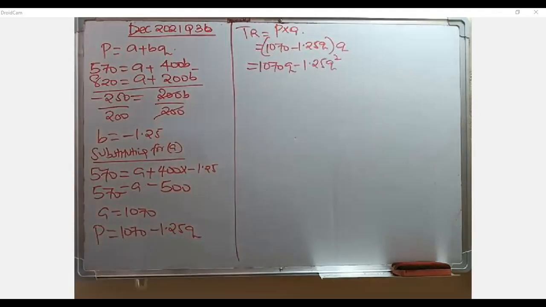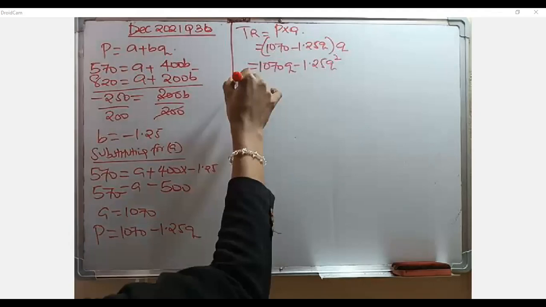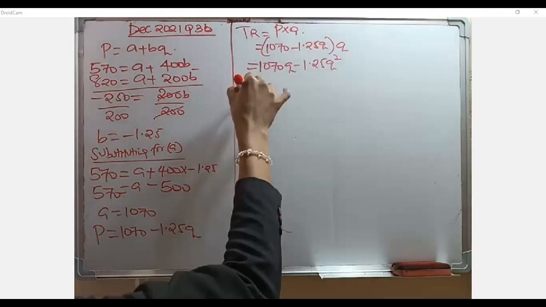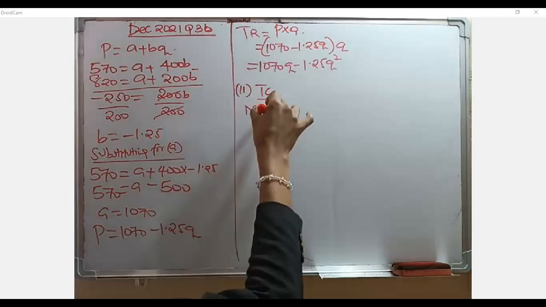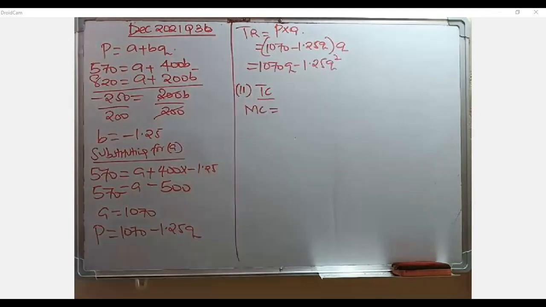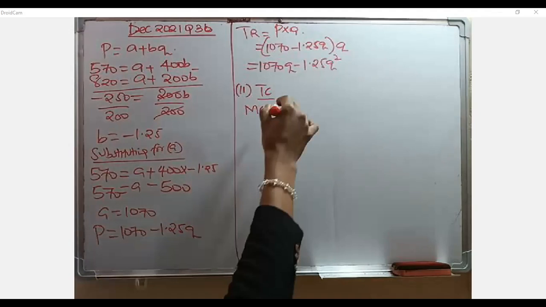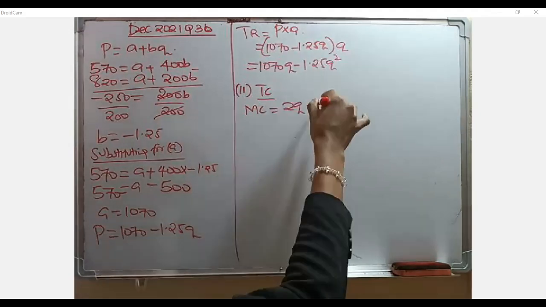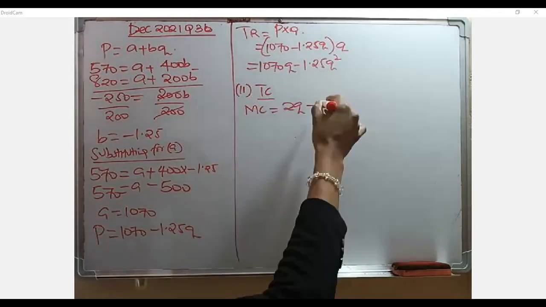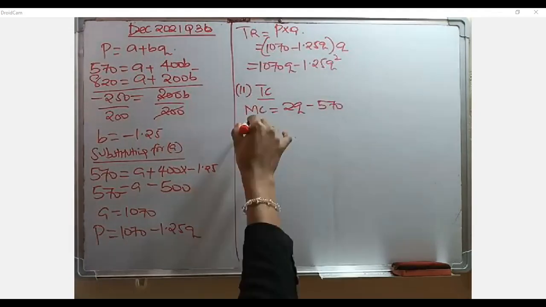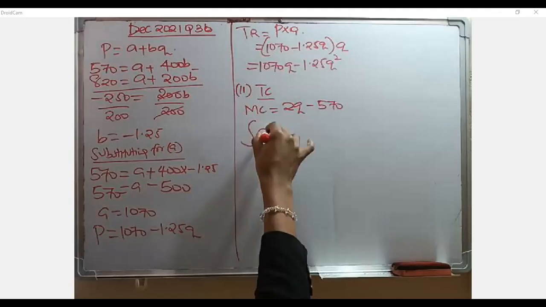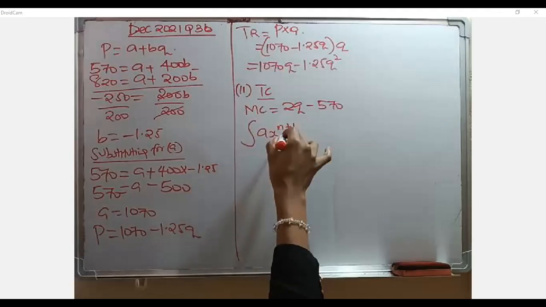That is number one. Number two, the examiner is asking for the total cost function, but what we are being given is the marginal cost. The marginal cost given here is 2Q minus 570. Very simple. Because we are integrating, we say to integrate is AX to the n becomes X to the n plus 1 divided by n plus 1.